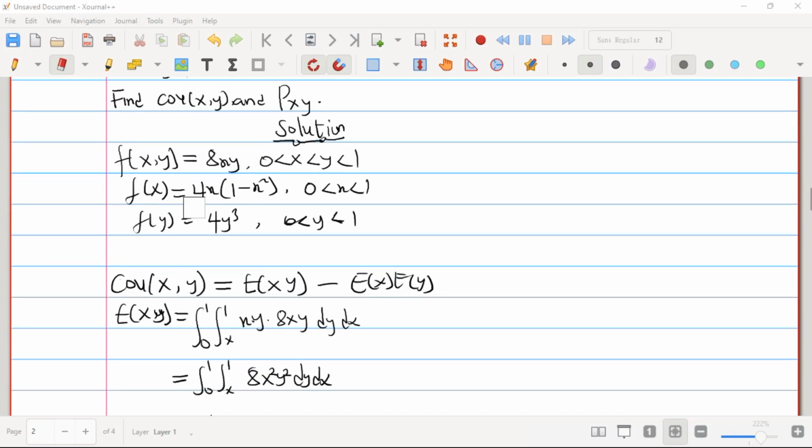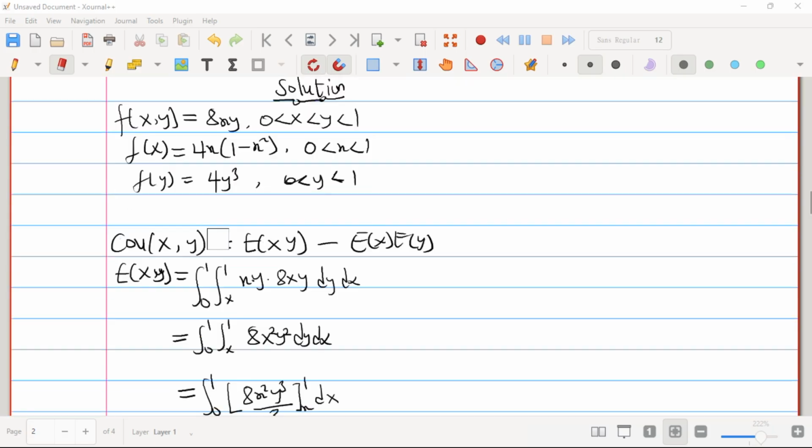Yes. So since you have been able to achieve the marginal for x and the marginal of y, I'm not going to repeat it again. All that you are going to do is to start solving. So the first question says we find the covariance of x comma y. So that one we are going to get expectation of x times y minus expectation of x times expectation of y.